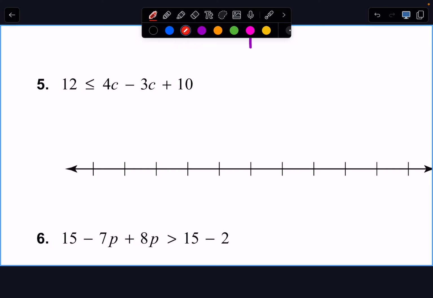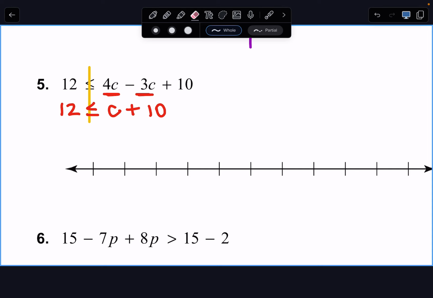are we ready to start moving across the sign? No, because we have like terms. Now I'll do this just for emphasis. 4C and 3C are on the same side, so we do that operation. We have 12 is less than or equal to 4C minus 3C, which is 1C. Okay.